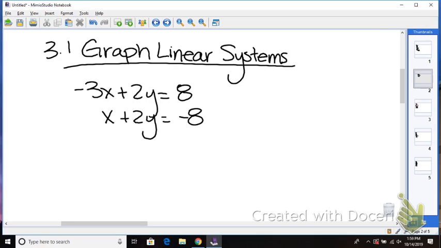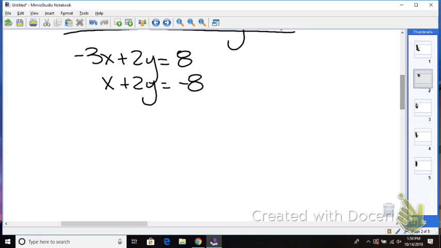We want to find what point is true for both of these. The way we're going to find that is we're going to graph them and see where they intersect. The intersecting point is your solution. You all did this in Algebra 1, but there's 3 ways in this chapter. There's graphing, what we're doing today. There's elimination, and there's substitution. Those sound familiar? You have all done it, but for some reason it doesn't get mastered in Algebra 1, so we do it again in Algebra 2.